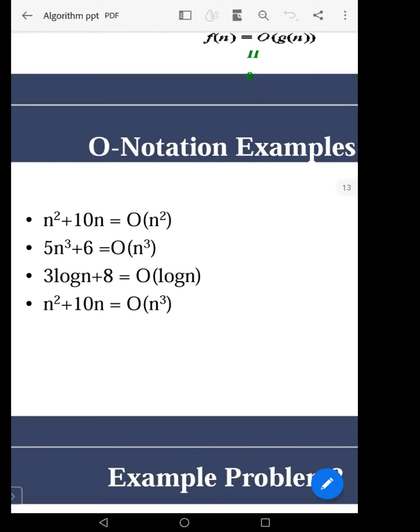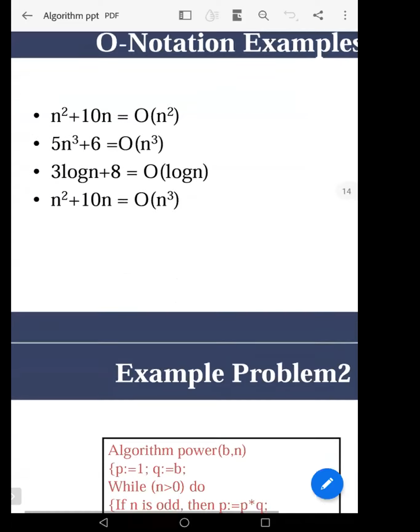But how does this come? That is important. If the function is given, how do you determine it? I will explain with an example.